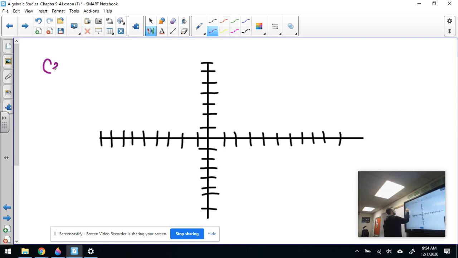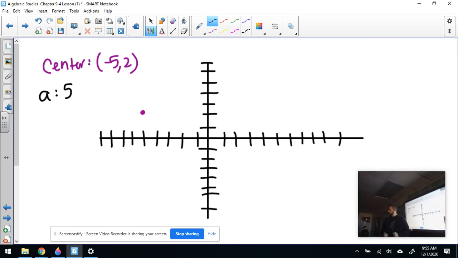The center was at negative 5, 2. All right, so let's do that. So negative 5, 2 is right here. Then we knew that a was going to be 5. And since y came first, it's a vertical graph, right? So what we're going to do is count from the center, count up 5, and count down 5.